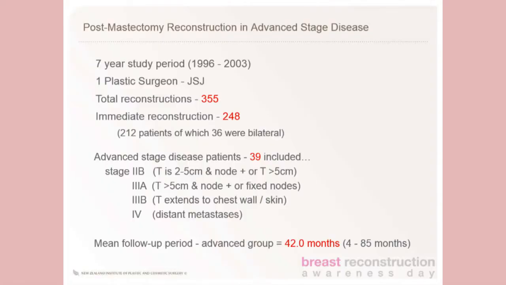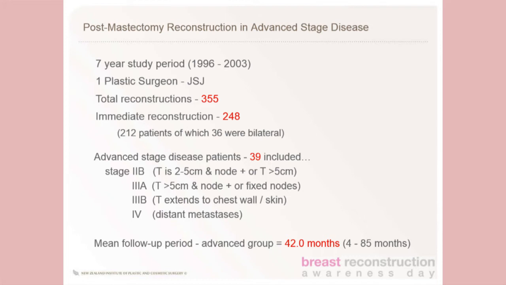So what about the patient who comes along with advanced breast disease? They're much more likely to be needing chemotherapy and radiotherapy. Is it really a good idea, and is it really reasonable to offer that patient reconstruction if she wants it? Now, I looked at the patients that I treated between 1996 and 2003, of which there were 355 reconstructions, and 250 or so of those were immediate, meaning at the time of mastectomy. And of those, there were 39 in the group that had advanced disease.